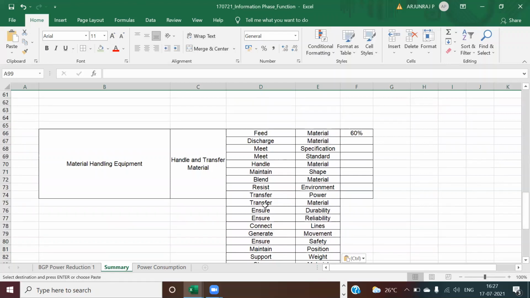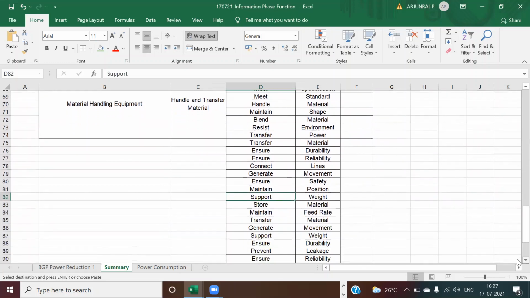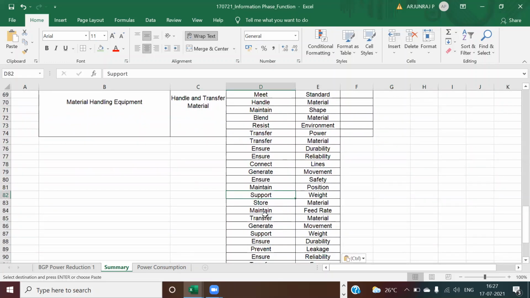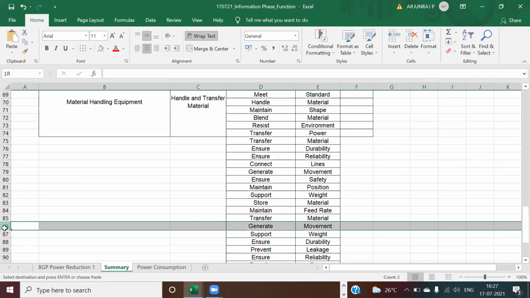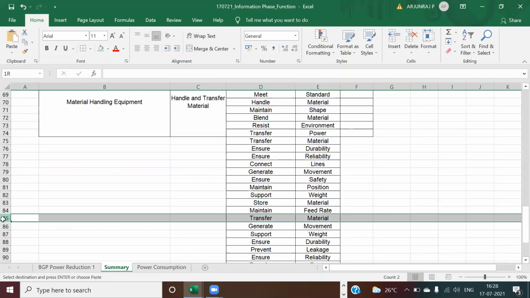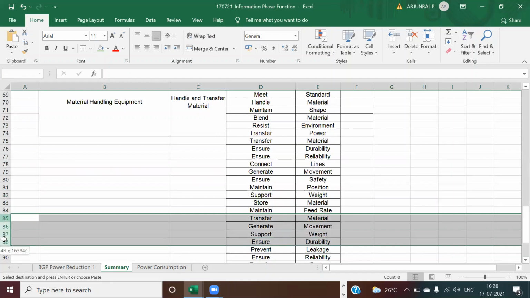Now transfer material is to ensure durability, connect lines, generate movement. No, it is ensure safety. Yes, it's not there. The support weight is not there. Or material. Flow materials required, maintain transfer. Yeah, transfer is getting repeated. You see, this transfer movement, transfer material is getting repeated. And then it is also getting repeated.